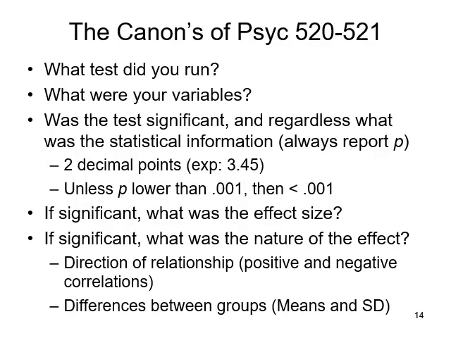So just some quick canons of Cite 52521. Anytime you're talking about statistics, you want to do the following. Whenever you're writing out an analysis, you want to start with, what did you do? In other words, if you ran an ANOVA, the first sentence of any write-up should be, an ANOVA was run. If you ran a t-test for independent samples, an independent samples t-test was run. Always clearly identify to your reader what statistic you used.